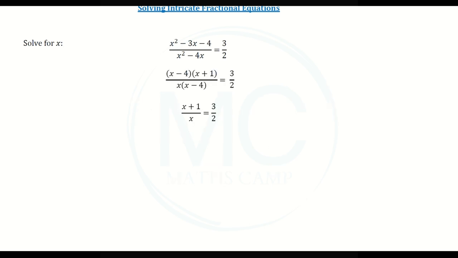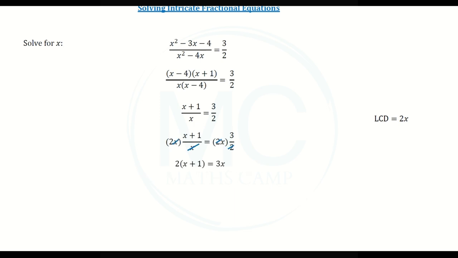Now we have a denominator of x and a denominator of 2. So to find the lowest common denominator, we multiply these two together and we see that will become 2x. So let's multiply this fraction and this fraction by 2x. And now we can cancel. We have x and x, so we're left with 2 multiplied by x plus 1. On the right-hand side, we've got 2 and 2, so we're left with x and 3, which is simply 3x.